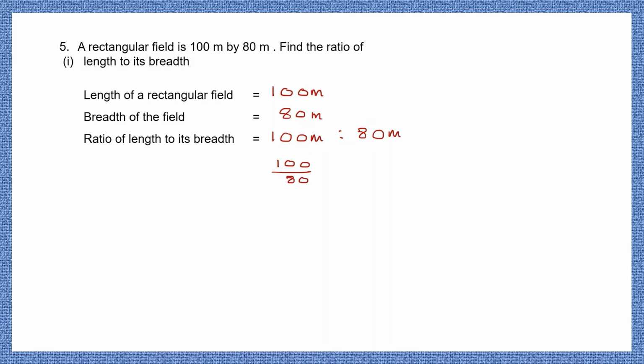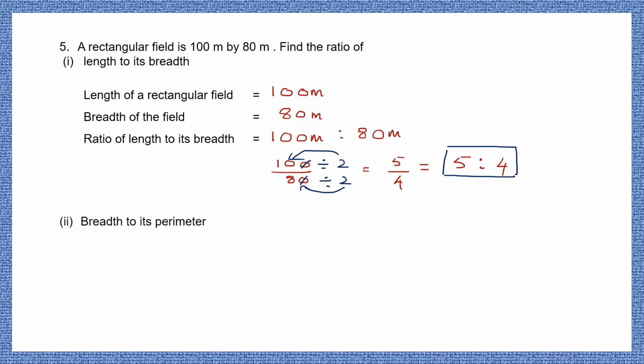Now I can cancel the zeros. I can divide both by a common factor, that is 2. 2 into what is 10? 2 fives are 10 and 2 into what is 8? 2 fours are 8. So the ratio of length to its breadth will be 5 is to 4. So this is my final answer. 5 is to 4. Now we have to find breadth to its perimeter. Breadth is already given, but perimeter is not given. So what is the formula to find the perimeter? 2 into length plus breadth.